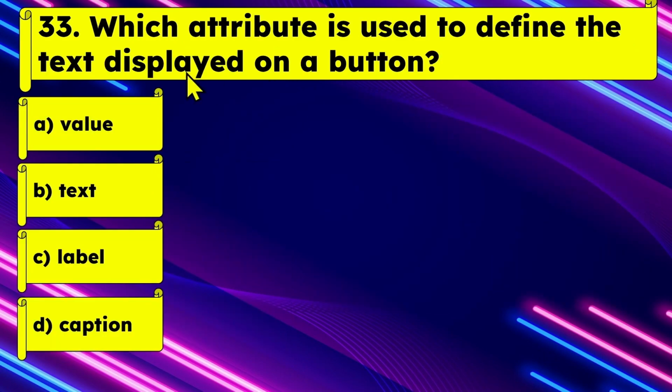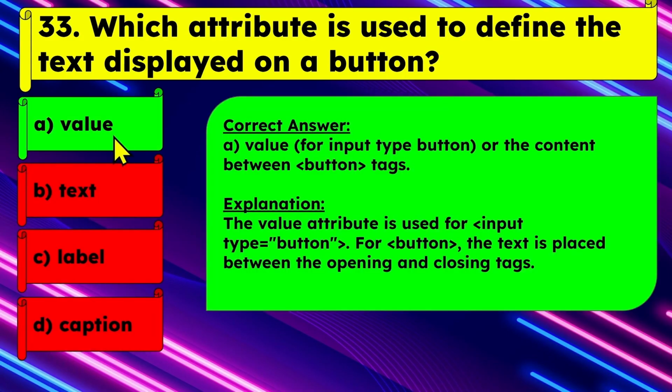Our next question is, which attribute is used to define the text displayed on a button? Option A value, option B text, option C label, or option D caption. So here the correct answer will be option A value. You can see that the value attribute is used for input type equal to button, and for button tag the text is placed between the opening and closing tags.